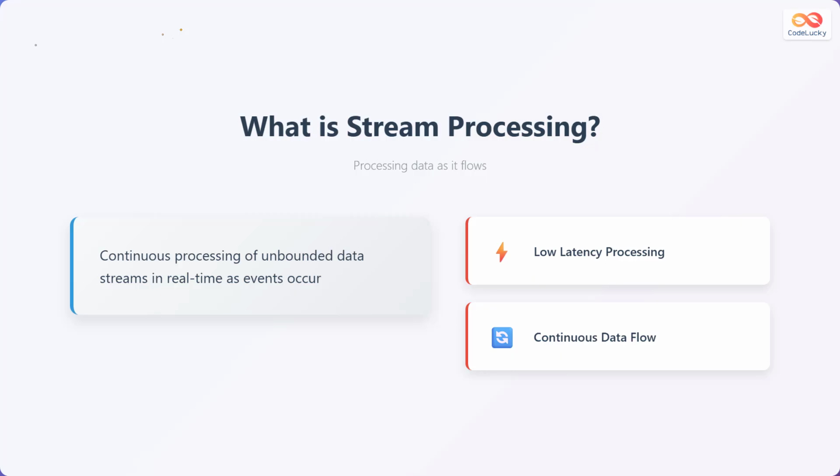Stream processing is the continuous processing of unbounded data streams in real time as events occur. Key aspects of stream processing are low-latency processing, meaning data is processed almost immediately, and continuous data flow, where data is constantly being ingested and processed without interruption.